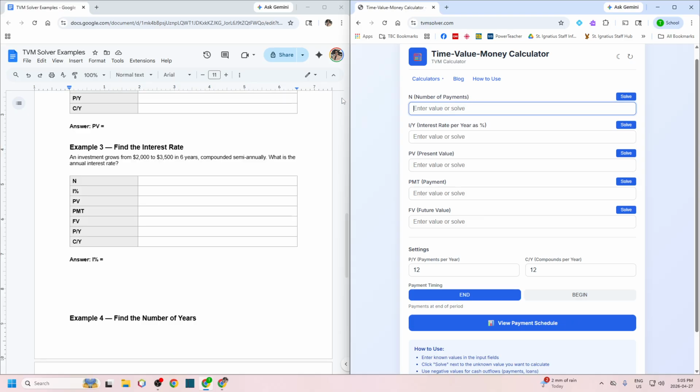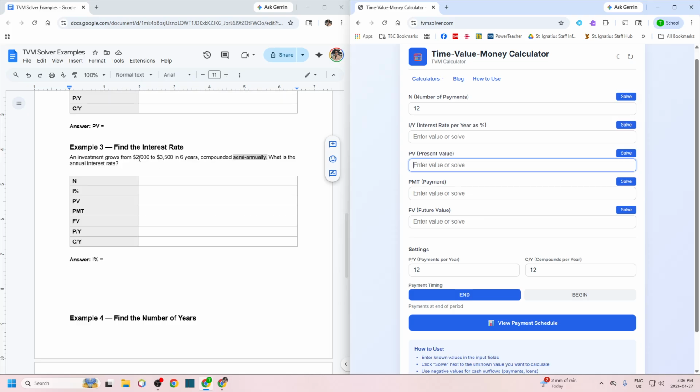So this question here, we have an investment that's going to grow from 2,000 bucks to 3,500 in 6 years, and it's compounded semi-annually. What is the annual interest rate? So we're going to fill everything in other than the interest rate input box here. So N will be 6 years, and it's semi-annual, which means twice per year. So 6 times 2, that gives me 12. The interest rate I don't know.